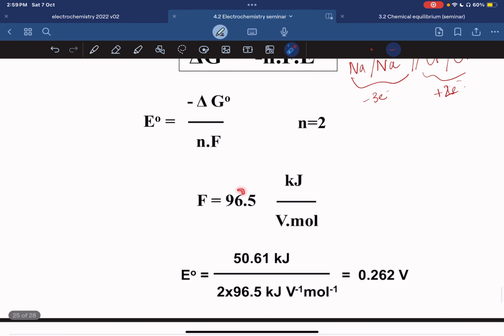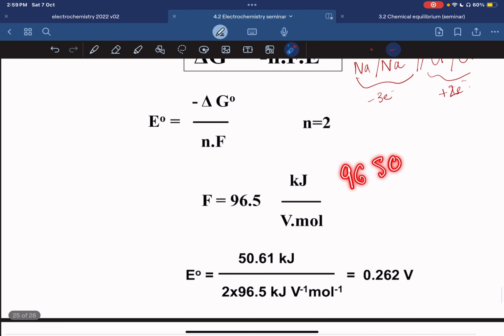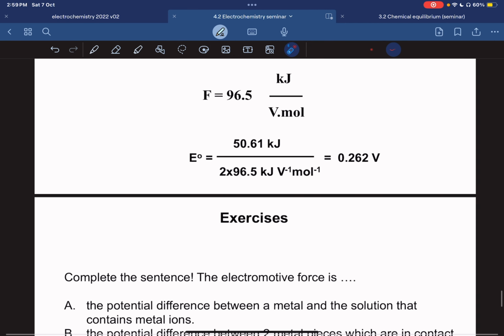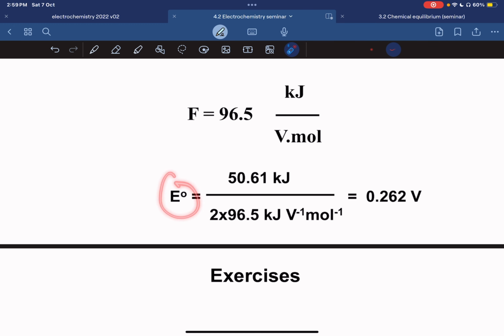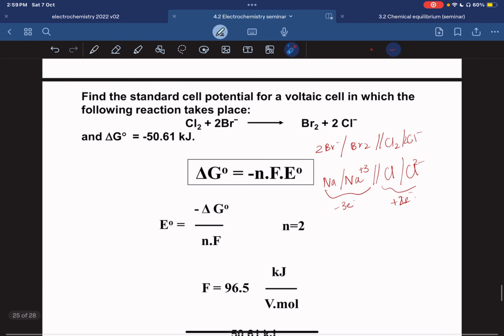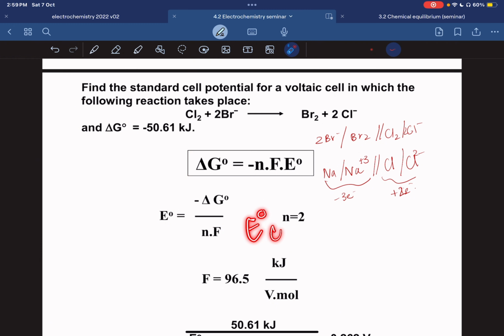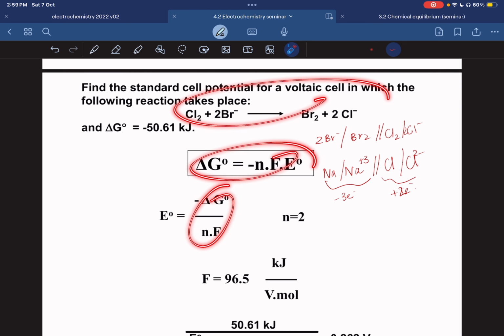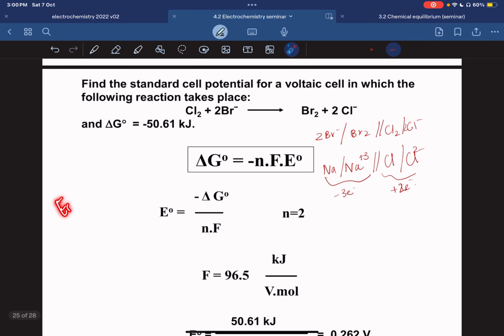And see over here, they're using the kilojoules value. That's why it's 96.5 only. Otherwise, it's 96,500. Okay. And this is E cell, but for E cell they're using the formula over here to calculate it. What we could have done is just use the values of E cathode and E anode, but as you can see, it's not given over here. If it's not given, you can use this formula to find E cell. If the values of E of Cl2 slash Cl minus and E of Br2 slash Br minus are given, then you can just use E cathode minus E anode and find the answer.